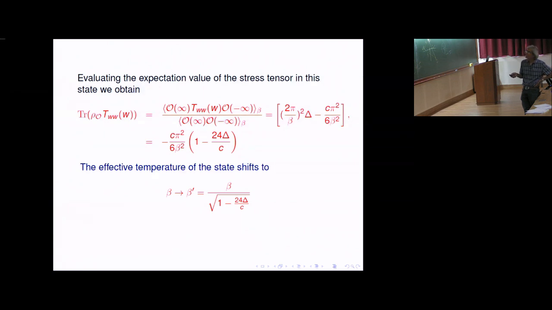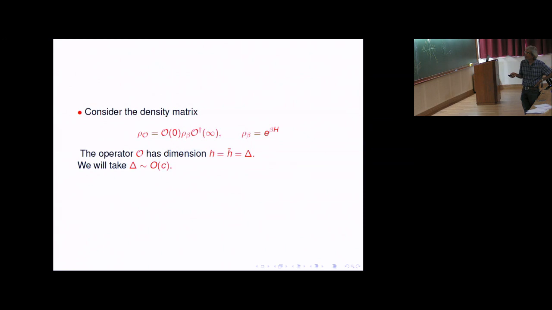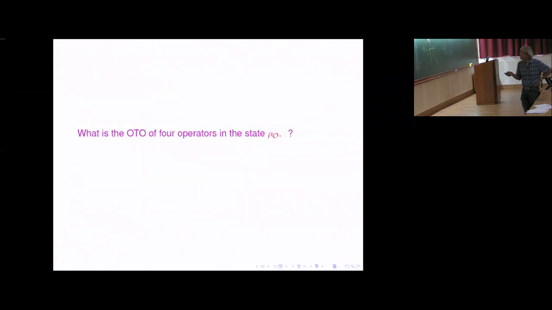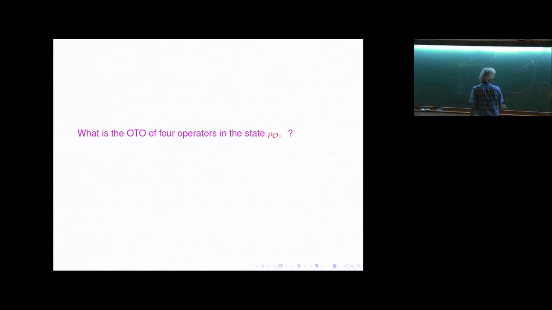And what is the OTO of 4 operators in this particular state, rho O? Basically the state is a thermal state, but just to remember, the state is a thermal state.